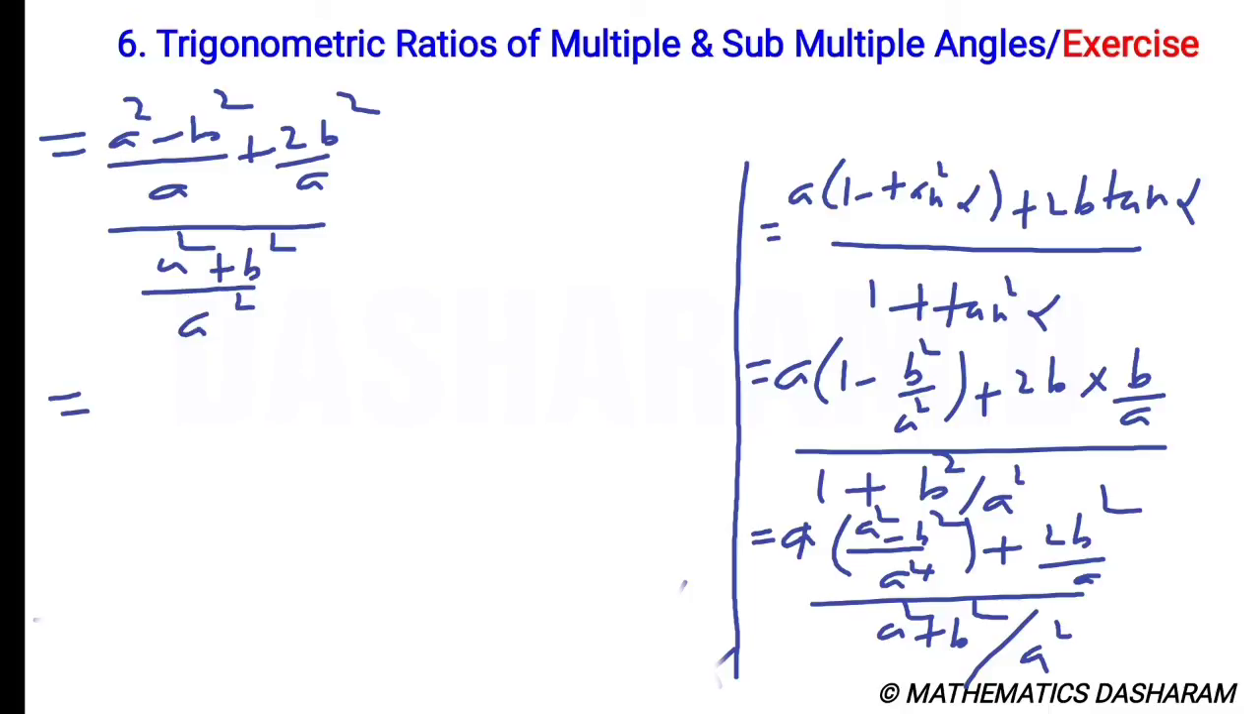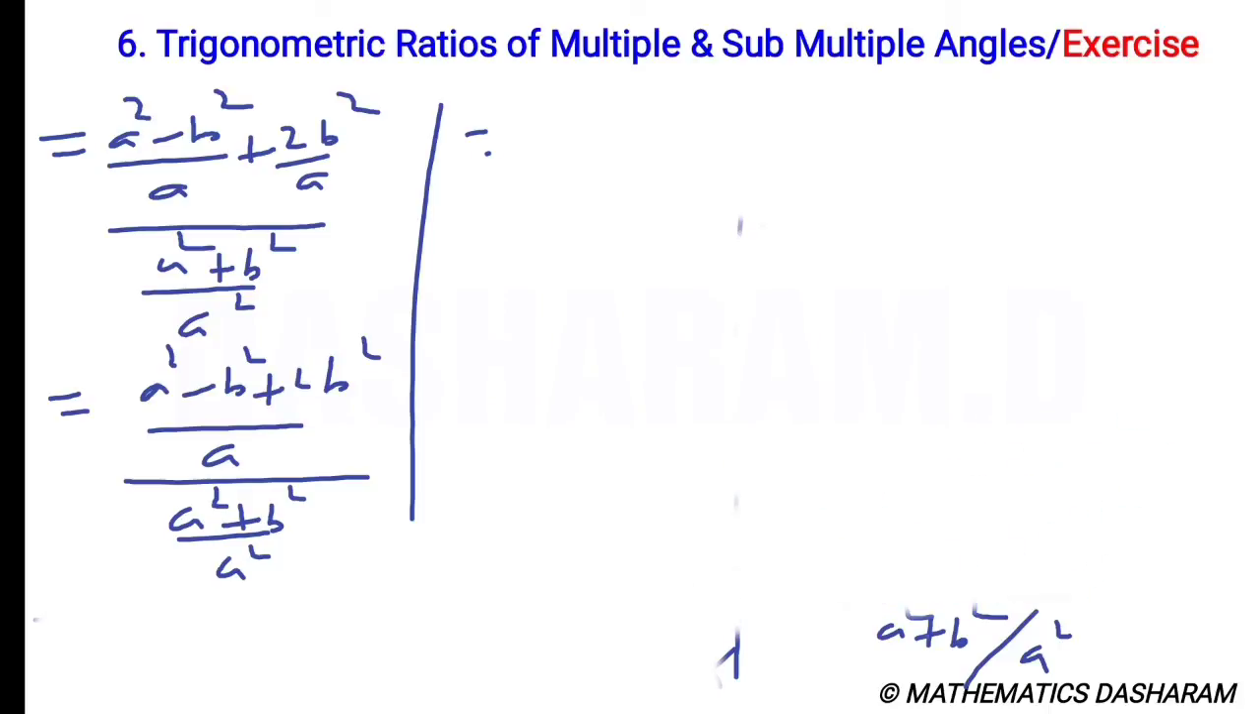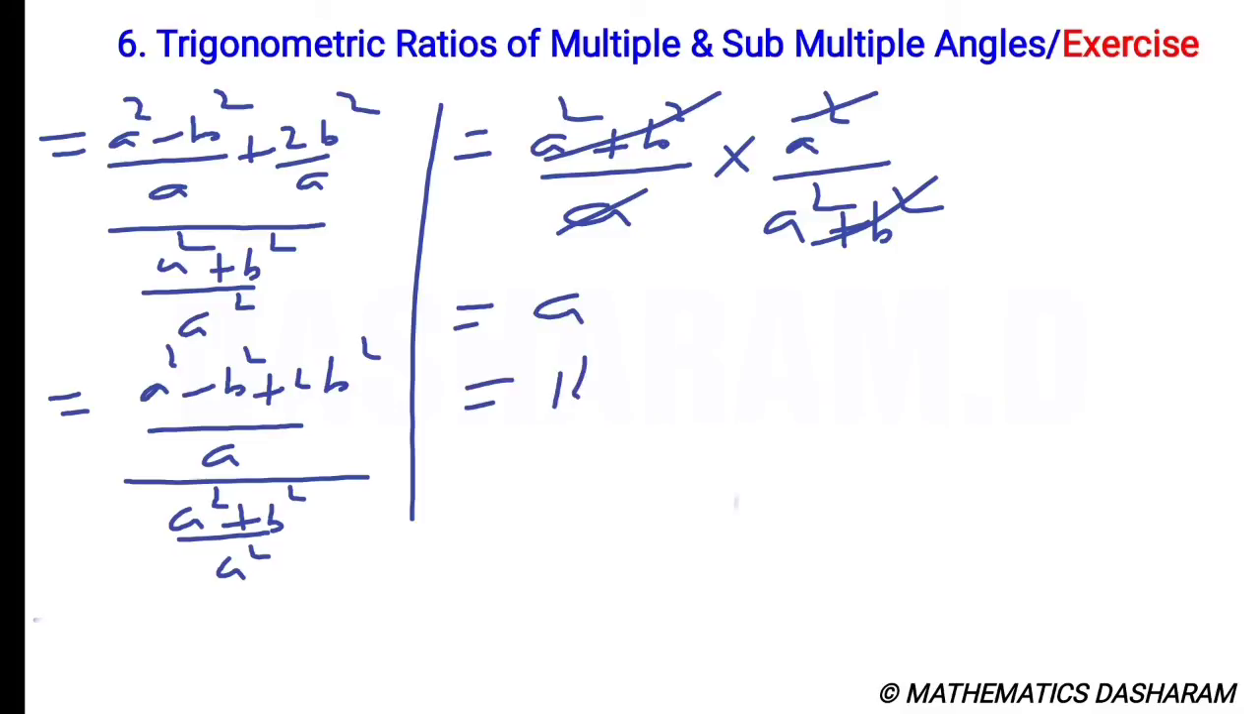So it is equal to, here the LCM is a, so a square minus b square plus 2b square, divided by a, square plus b square divided by a square. So it is equal to a square minus b square plus 2b square is a square plus b square divided by a, and the fraction will become reverse, a square by a square plus b square. So both are cancelled, a square and a cancel, it is equal to a, so hence proved.